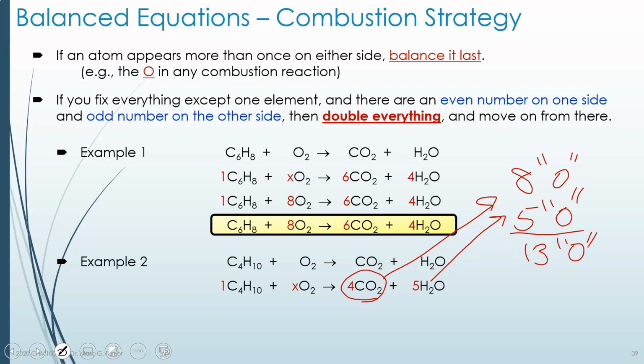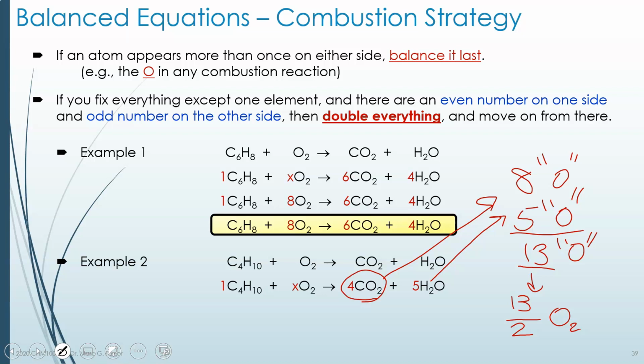Now you can say, oh, well, if I have 13 O's, then I need 13 divided by 2 O2s. And that's perfectly fine as long as you get rid of the fraction later. Or you can say, okay, I have an odd number. How do I fix that odd number?